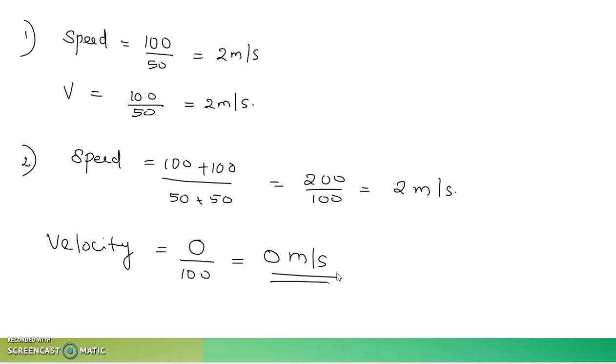So this shows a very important thing. Even if the object has speed, the velocity of that object can be 0.